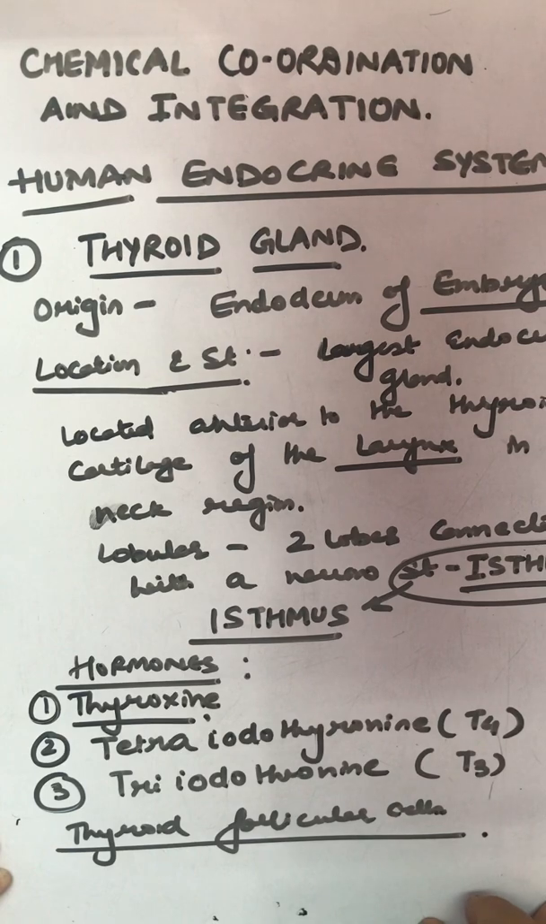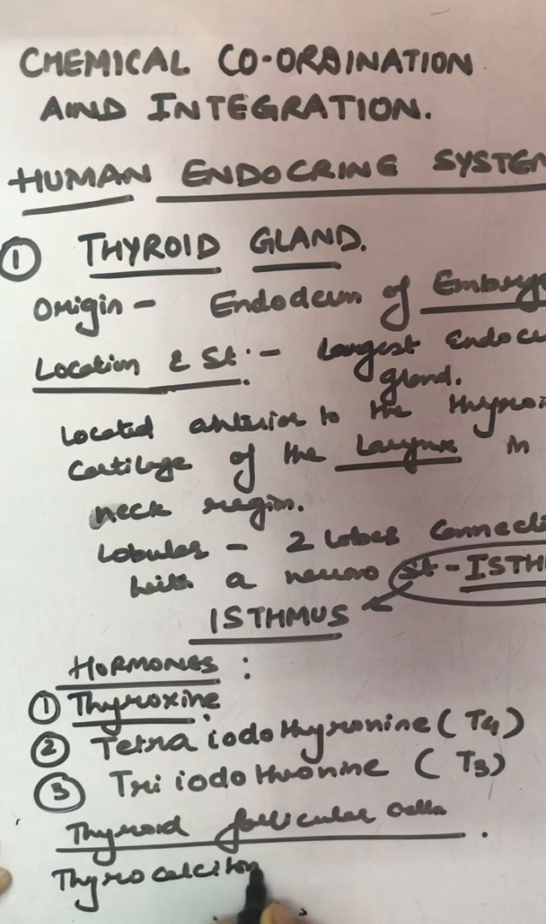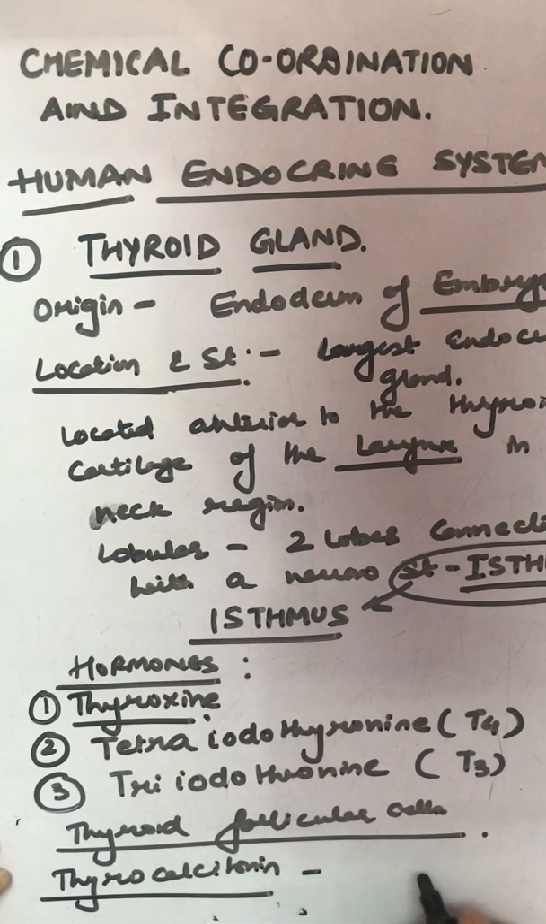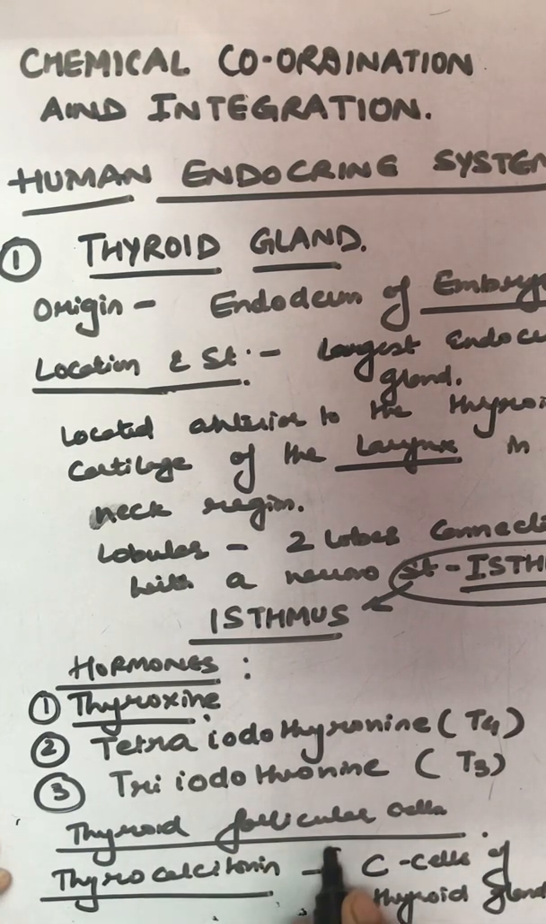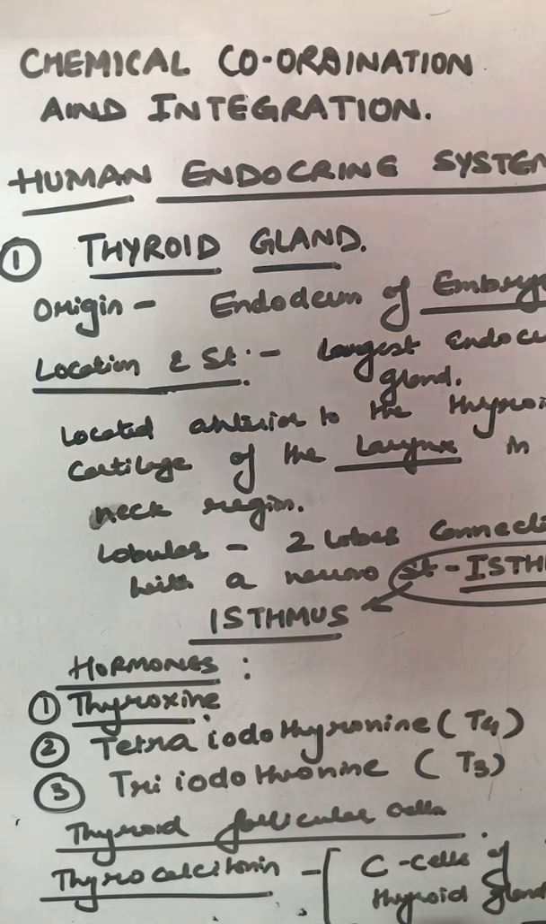Then is thyrocalcitonin, another hormone. It is secreted by the C cells of thyroid gland. So this is the source for its origin. Clear? Secreted by the C cells of thyroid gland. When we are talking about it in detail, we first have to discuss what is their role, what do they do in the body.